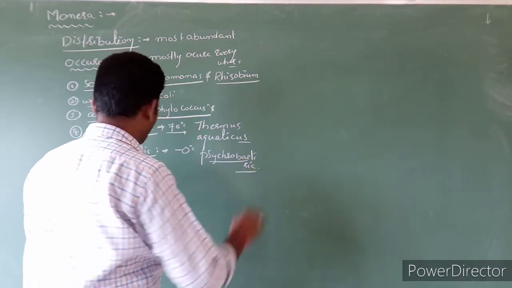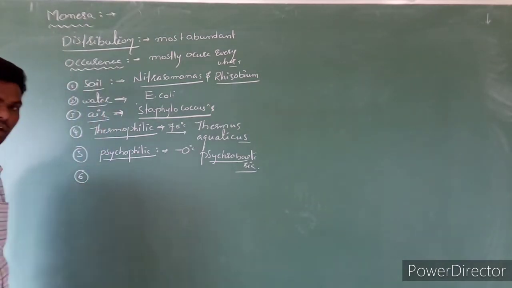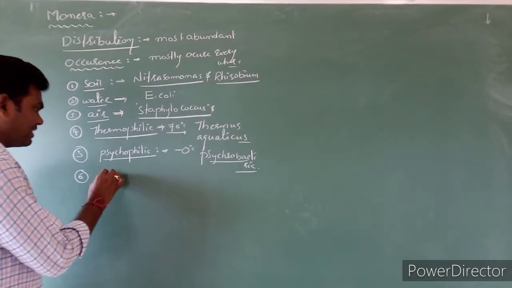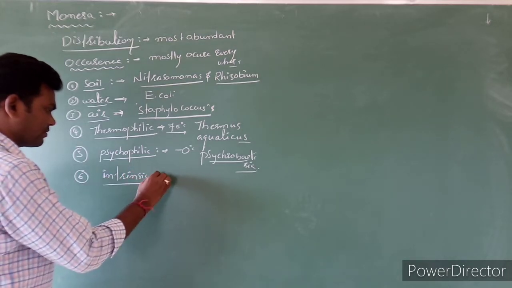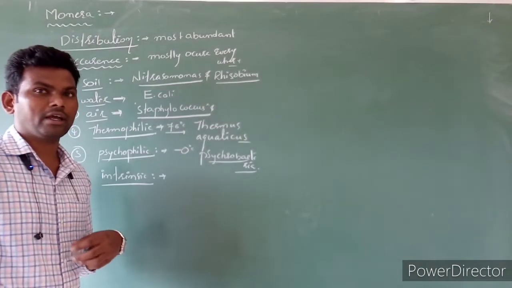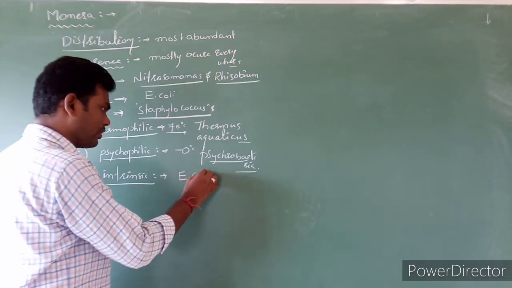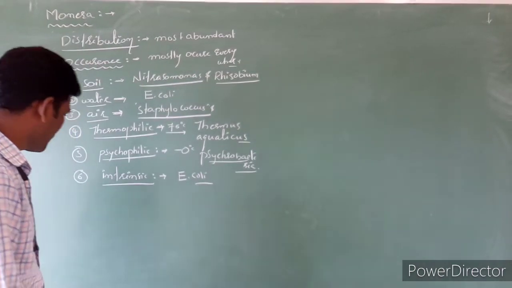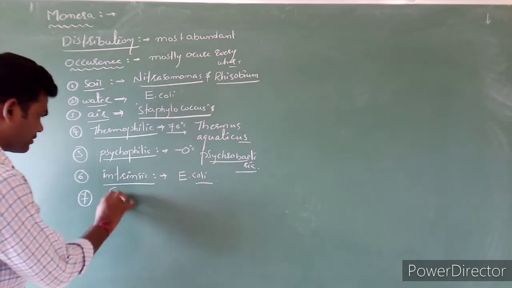It is an example. Next, some of the bacteria can survive within the human being also, such as intestinal bacteria. Some bacteria can survive within the stomach and small intestine. It is also E. coli bacteria, Escherichia coli. And some bacteria are symbiotic in nature.